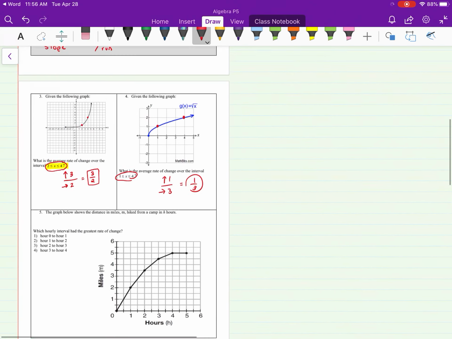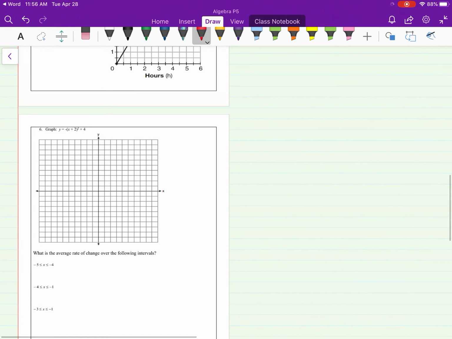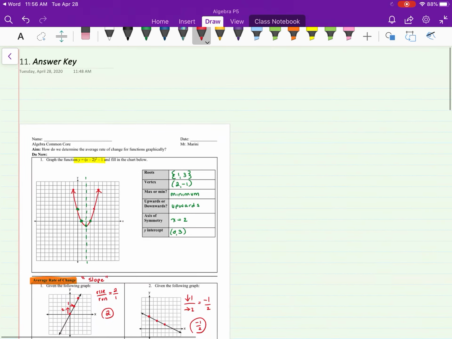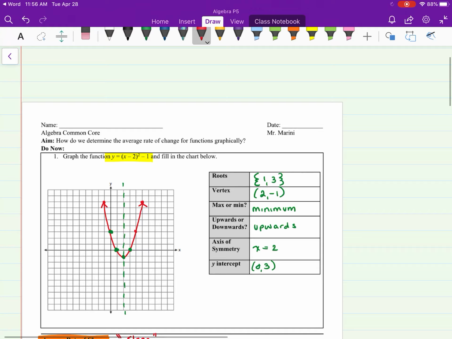And there's some questions underneath that you guys can work on. Question number 6, you have to do the graph first in GeoGebra and then answer the questions. All right, that's average rate of change.